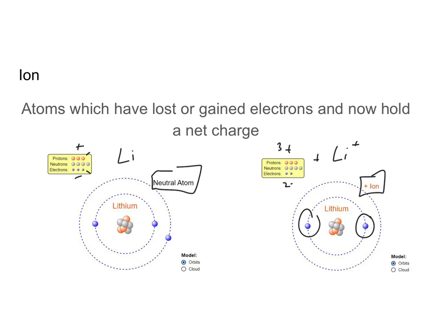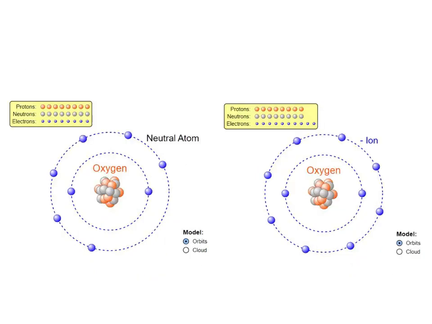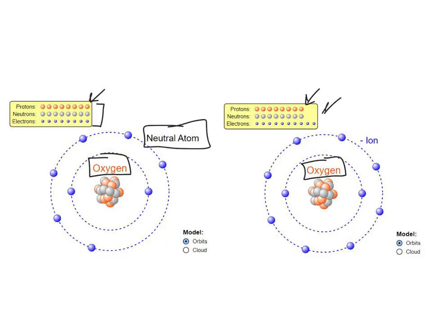Now, atoms could gain electrons, which would give them a net negative charge. So, for example, in this oxygen, remember, I have oxygen because I have 8 protons in my nucleus. Both of these are oxygen, right? But in this one, I have a neutral atom because I have the same number of protons and electrons. But in this atom, I've gained 2 electrons. And so I have 8 positive charges and I have 10 negative charges. And so I'm left with a net charge of 2 minus.